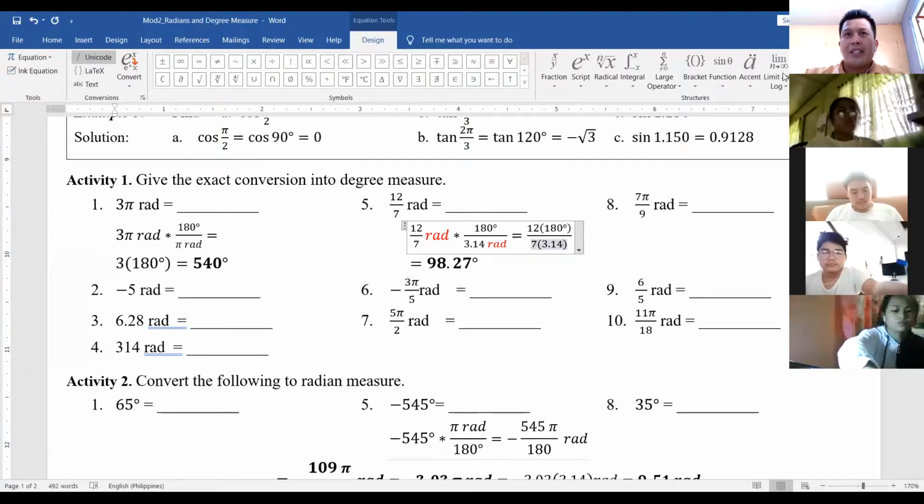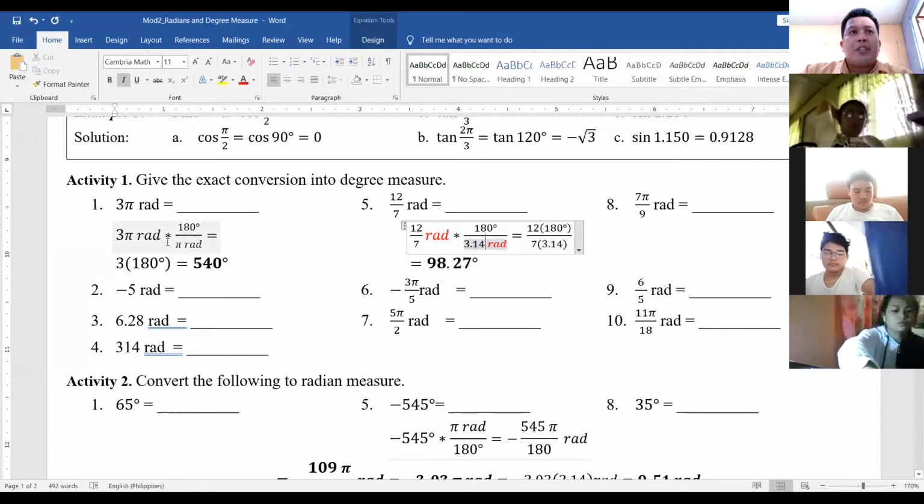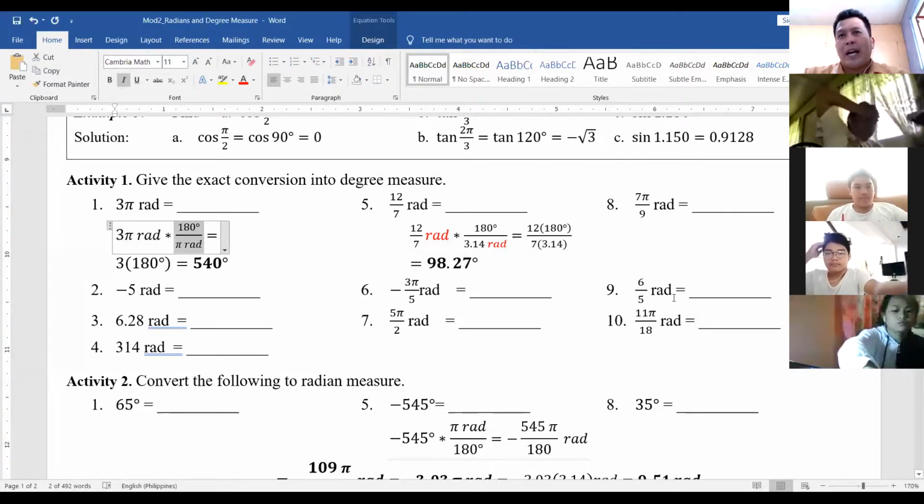Okay, clarifications regarding the solution of number 5. So for those without the pi, change the pi to 3.14. For those with pi, be happy because that pi will just be eliminated by the denominator of your multiplier, 180 degrees over pi radian.